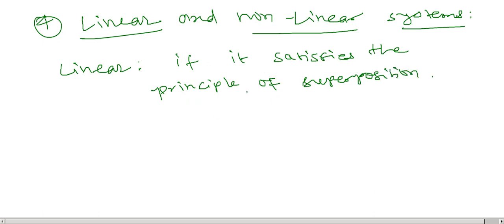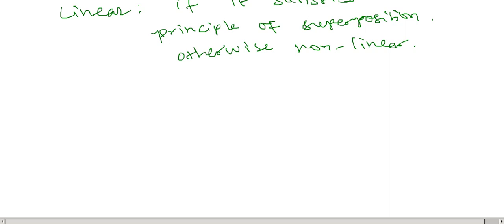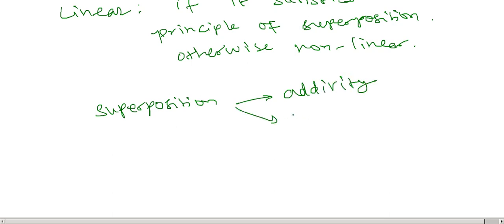So if the input-output relationship of a system satisfies the superposition principle, then it is known as a linear system. Otherwise, it will be a non-linear system. Now, what is the principle of superposition? Note that superposition means it should satisfy both additivity and homogeneity. Homogeneity is also known as scaling. If both these properties are satisfied, then the principle of superposition is satisfied.